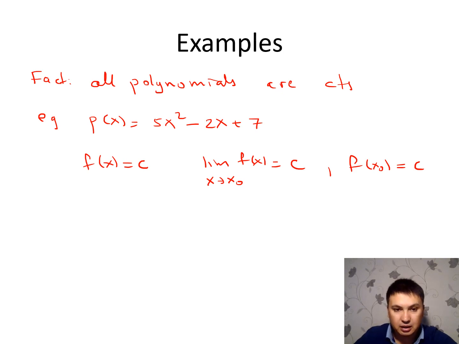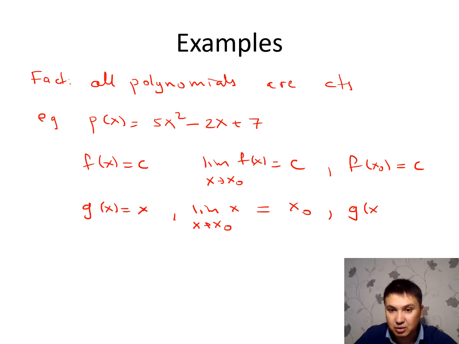How about g of x equal to, let's say, x at any point? Well, if you let x approach some x0, where does x go? Well, it goes to x0, right? And what is g of x0? Well, because g of x is equal to x, g of x0 is x0, they are also equal, so x is also continuous.